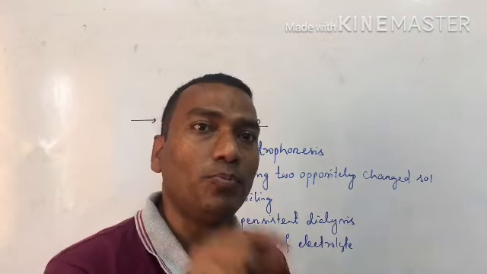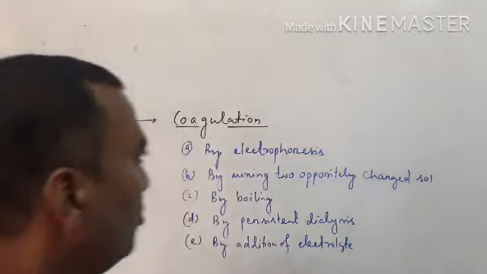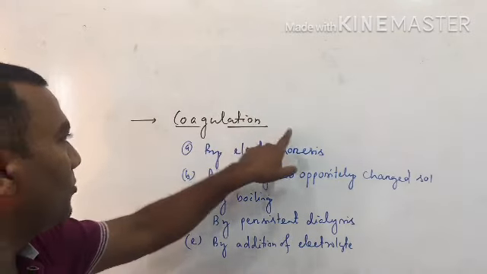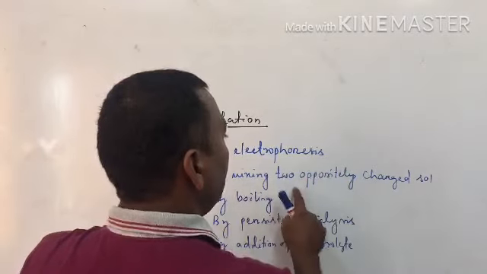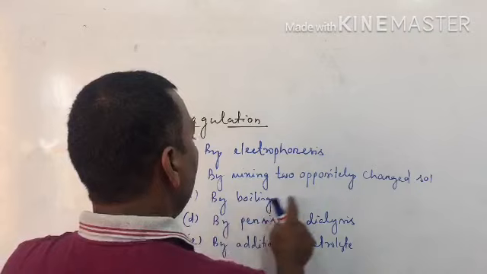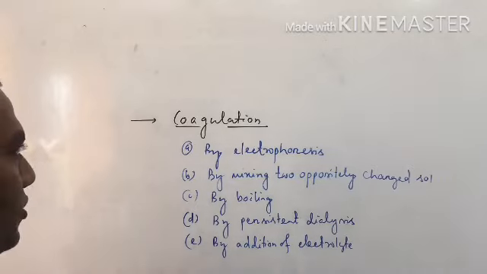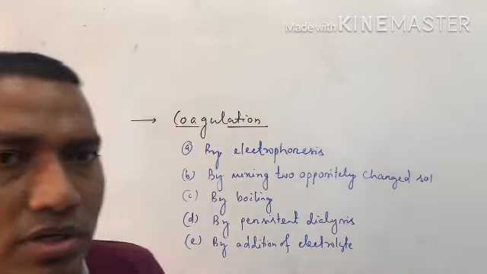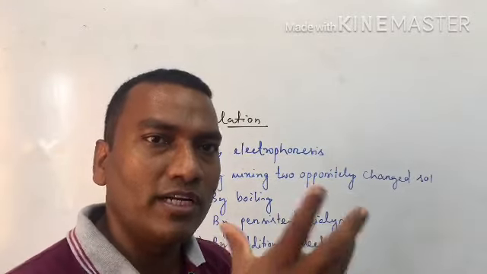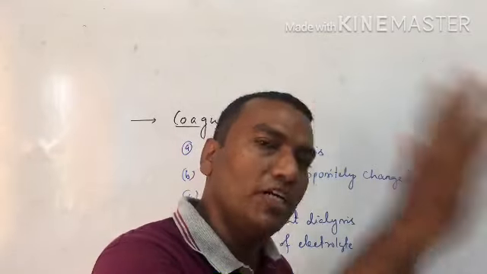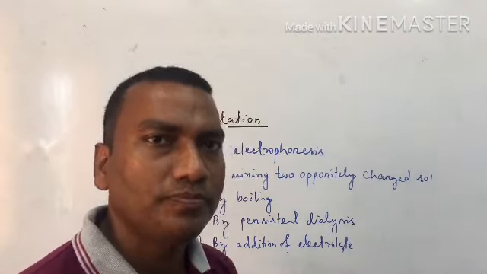But how can a lyophobic colloid be coagulated or precipitated? The coagulation of a lyophobic colloid can be done by electrophoresis, by mixing two oppositely charged sols, by boiling, by persistent dialysis, and by addition of electrolyte. Just now we have read about electrophoresis. When we do electrophoresis, the colloidal particles move towards either the cathode or the anode and get deposited over the electrode. When it is deposited, it is converted into precipitate form.